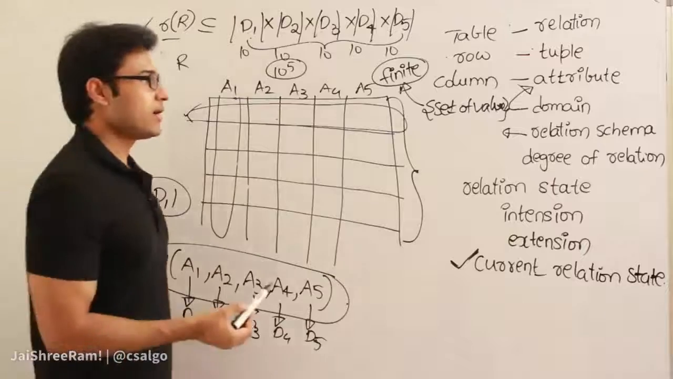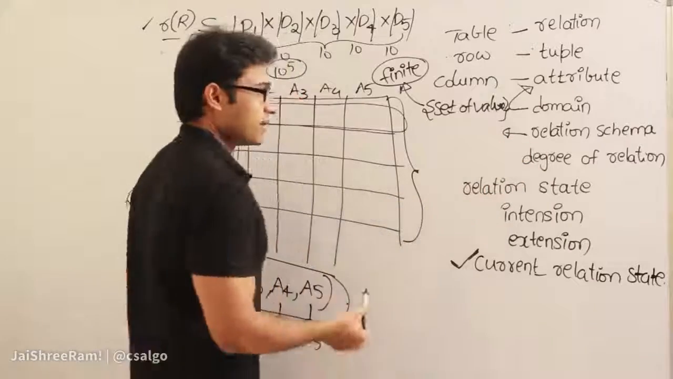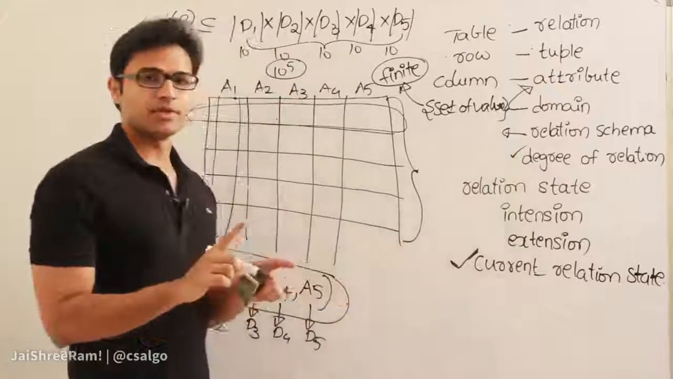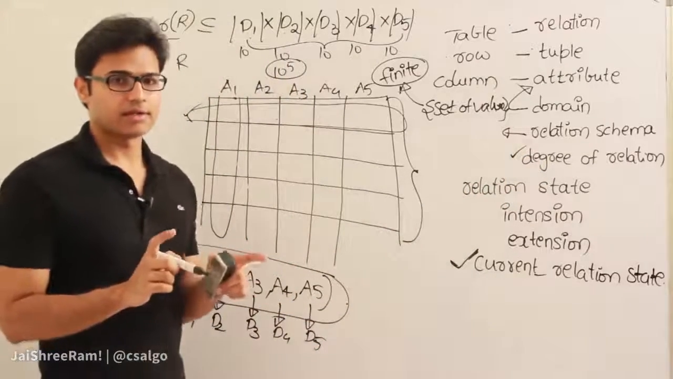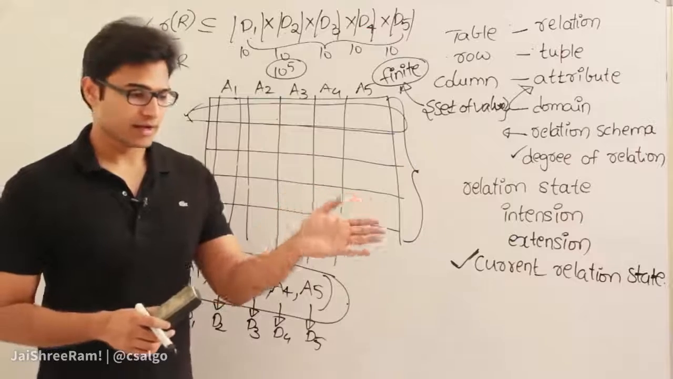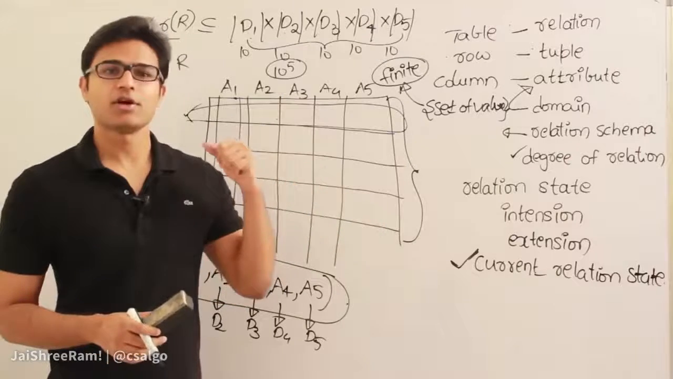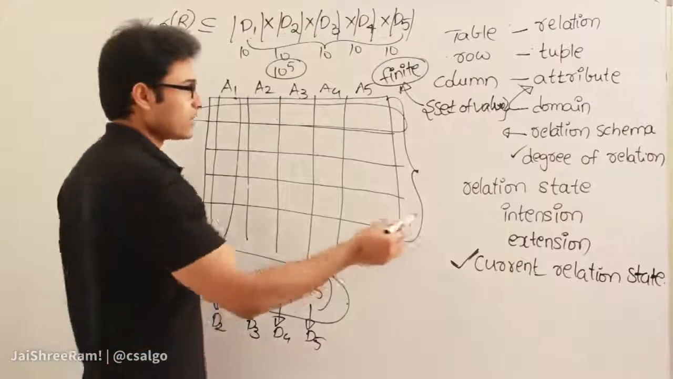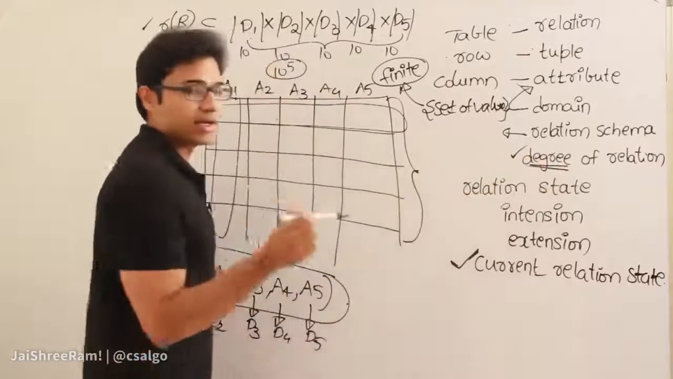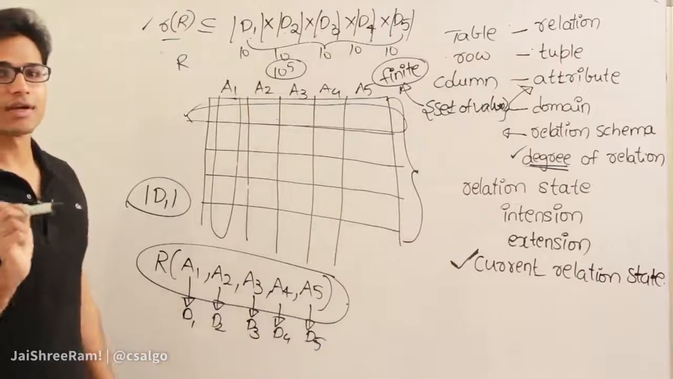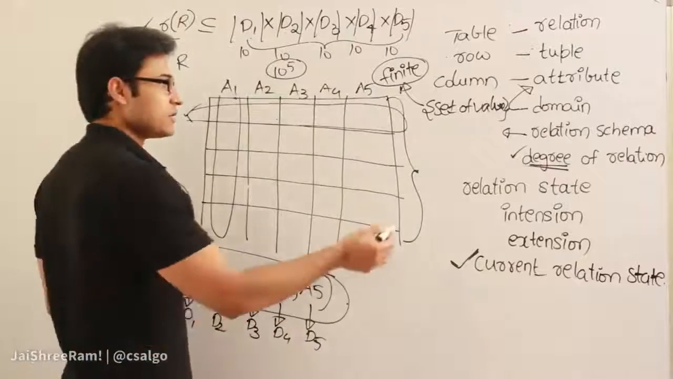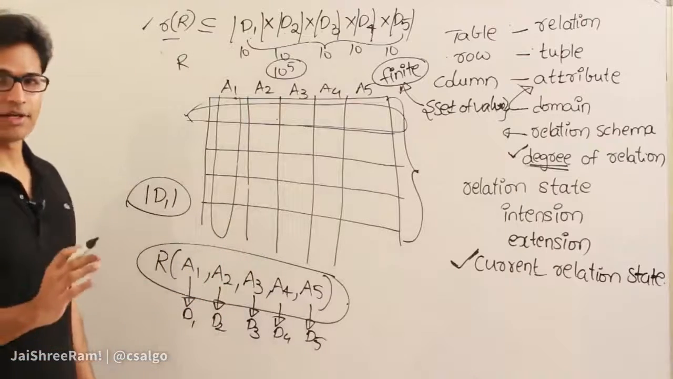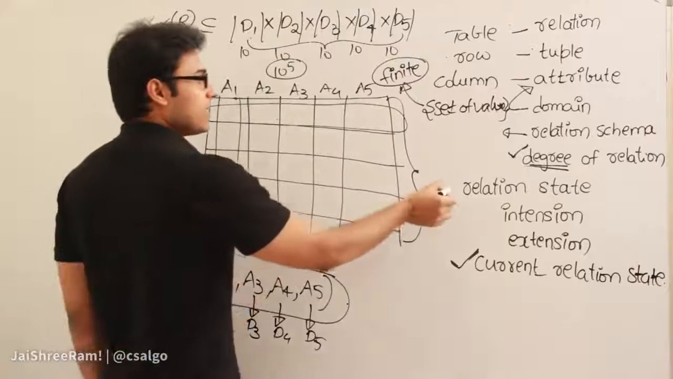Got it? And next, yes, relation schema means the heading. You understood that, right? And next one is degree of a relation. Degree of a relation means the number of columns, or the number of attributes, right? The degree is of a relation, not a relationship. See, relationship is different and relation is different, okay? So the degree of a relation is the number of attributes I have in the table. And next one is relation state.